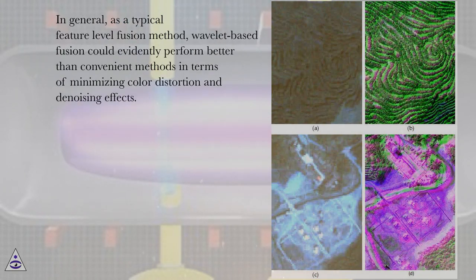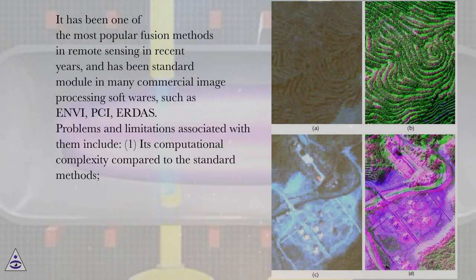In general, as a typical feature-level fusion method, wavelet-based fusion could evidently perform better than conventional methods in terms of minimizing color distortion and denoising effects. It has been one of the most popular fusion methods in remote sensing in recent years, and has been a standard module in many commercial image processing software, such as ENVI, PCI, ERDAS.